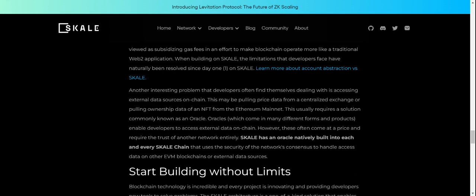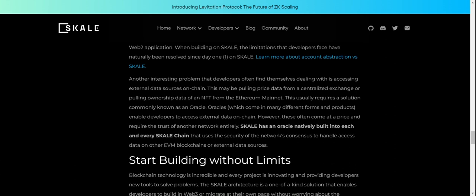Oracle dem dey come in different forms and products. Dem dey enable developers to access external data on chain. However, dis dey also come at a price wey dem go pay, and e dey require make dem trust another network entirely. Scale get oracle wey dey natively built into each and every scale chain, and dem dey use security of the network consensus to handle access data on other EVM blockchain or external data source.